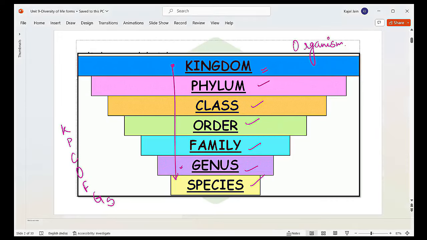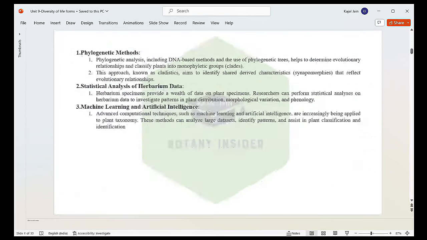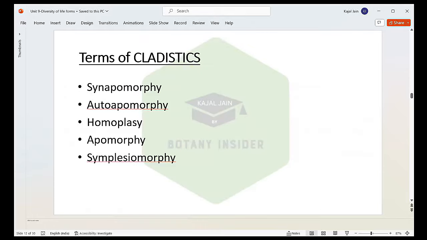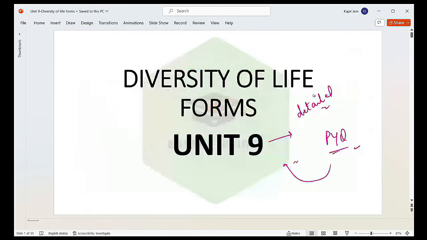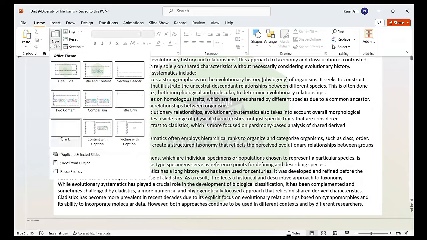So just keep a note of this: kingdom, phylum, class, order, family, genus, and then species. Okay, first thing. Second thing, questions get asked from this segment as well. Or before this, let's do one important thing that is related to cladistics. All these things, let's do this particular thing first, that is evolutionary systematics, right? Let's learn about what evolutionary systematics is.